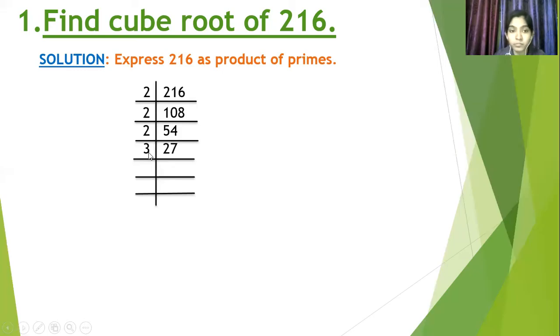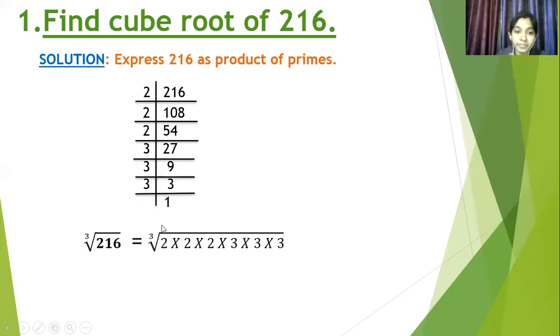Next prime number is 3, so 3 nines are 27. Again now 3 threes are 9, then 3 ones are 3. Is it clear? Yes, ma'am. Okay. Now, after taking the prime factors of 216, we will make a triplets.